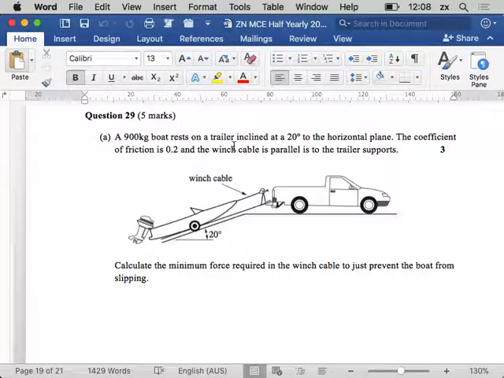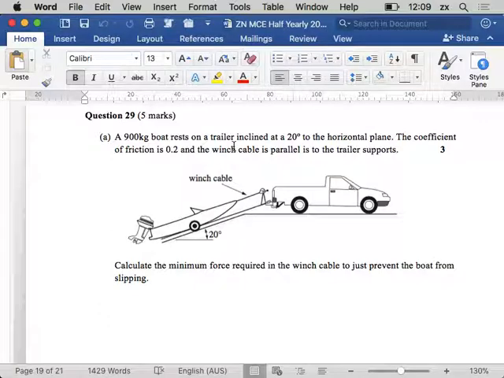To apply that, what are our values? What was the mass? Let's start there. It's 900 times 9.8, times sine, what's our angle? Sine 20. Can someone type in sine 20? You know what, I'll just let you do the whole thing. Mu, what was our value for mu? 0.2, times 900 times 10 times cos 20 degrees.